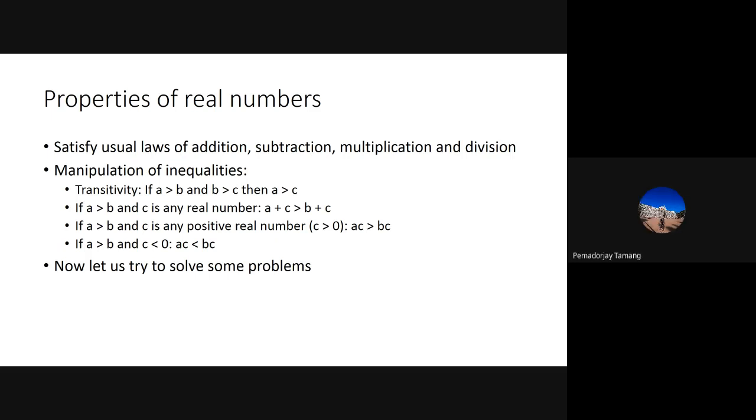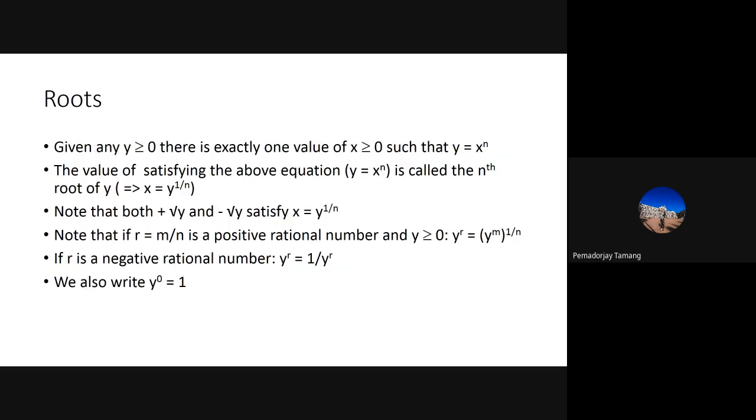Can you show the example of the fourth point? If A is greater than B and C is less than 0. Just one second. Let us say C is minus 2. So we have minus 10 and minus 6. Which is greater? Minus 6. Yes, sir. Okay.